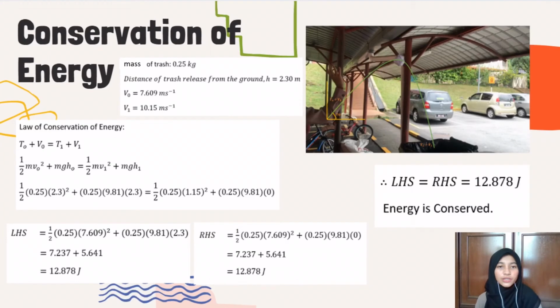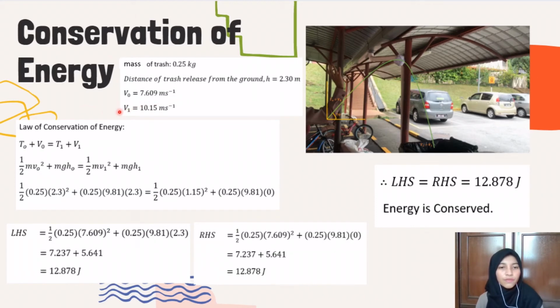Okay, then we're going to see the conservation of energy during the projectile motion when we throw the trash into the dustbin. The mass of the trash is 0.25 kilogram. The height of the trash from the ground, h, is 2.3 meter. V0, which is the initial velocity, is 7.609 meter per second.